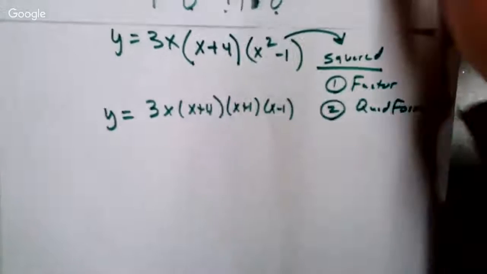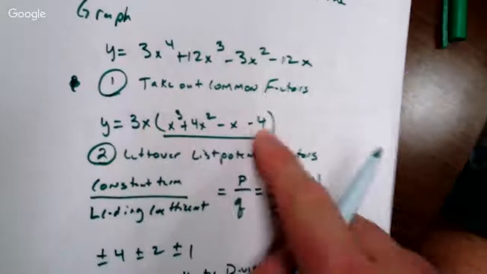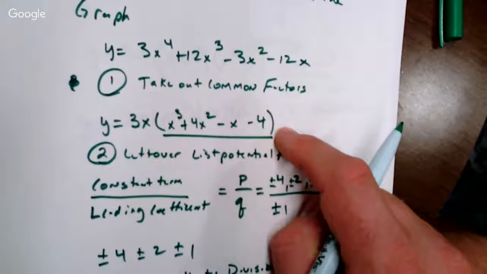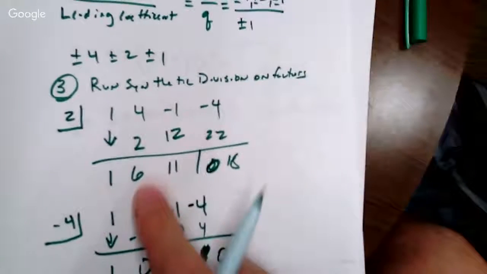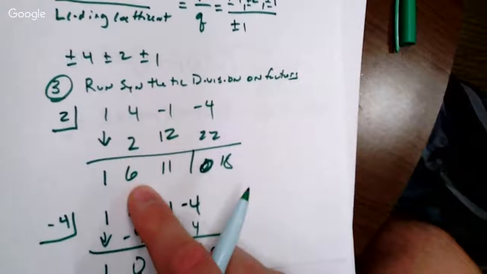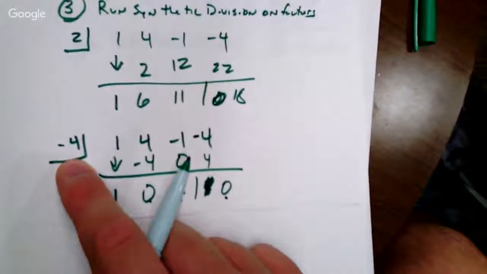So kind of odd. We started out with this original problem up here. What did we do first? We took out what they had in common. Once I took out what they had in common, I listed the potential factors. I tried to run synthetic division. 2 didn't work, so I know 2 is not a 0, so x minus 2 is not a factor. Tried negative 4. That worked because negative 4 is a 0.